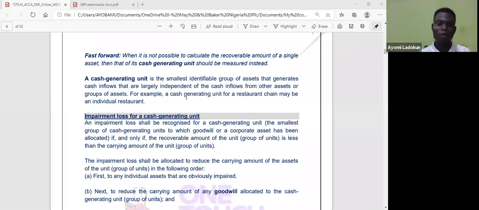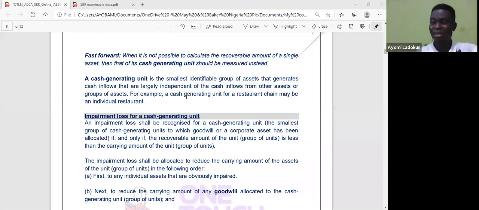Now, if 5 assets, maybe there are 5 of them within that unit or that group of assets, have suffered impairment, how do I allocate it? The standard says that in allocating impairment loss to a cash generating unit, you're going to follow 3 procedures. You have to know it.